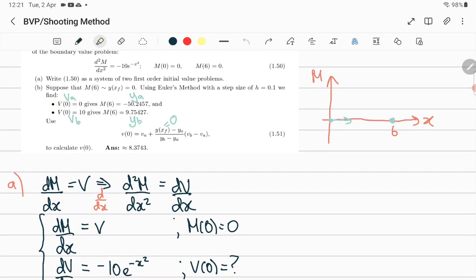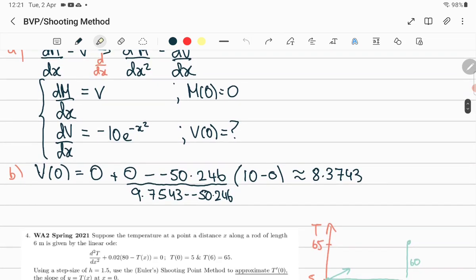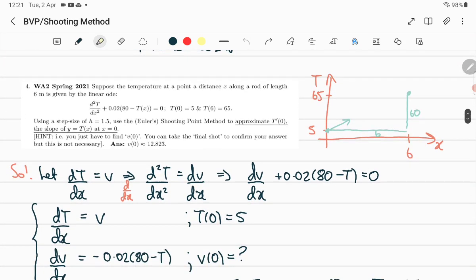Okay. You're trying to hit 0, that gave an undershot, and then increasing the slope to 10 gave an overshot, and then use this formula, and again, you're trying to hit 0, so that's your y of xf.